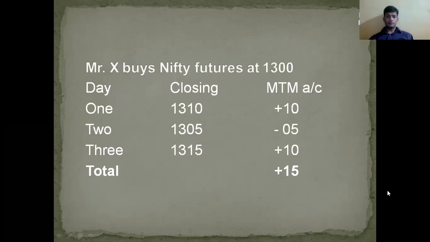For example, Mr. X buys the Nifty future at 13,000. On the first day, the closing rate is 13,010. On the second day, it is 13,005, and on the third day, 13,015. The total is 15. The margin cost is 15. In a simple example, I can explain.